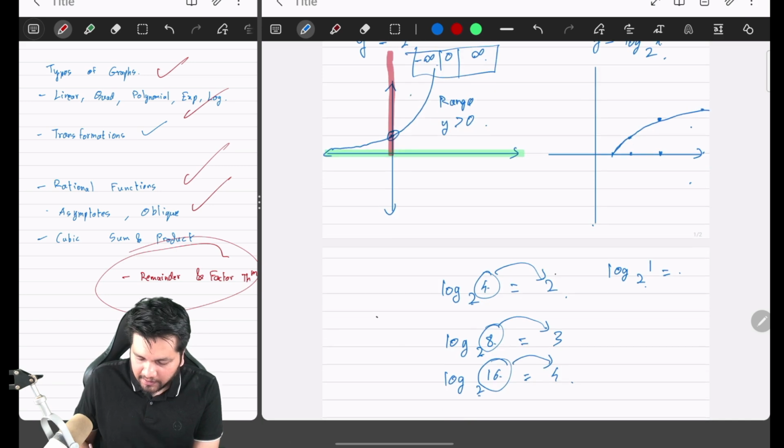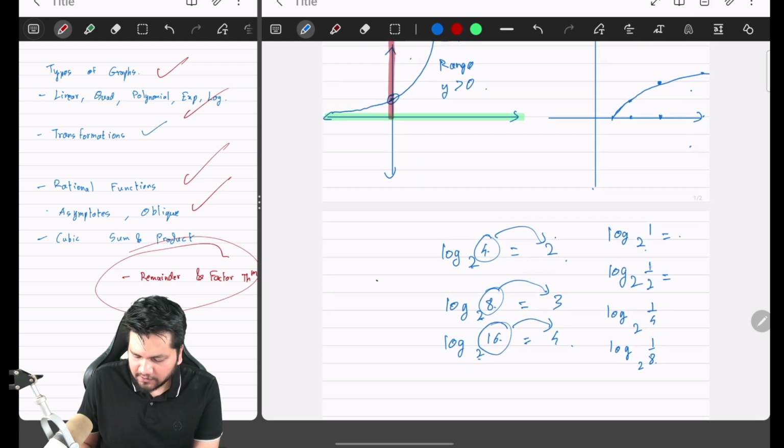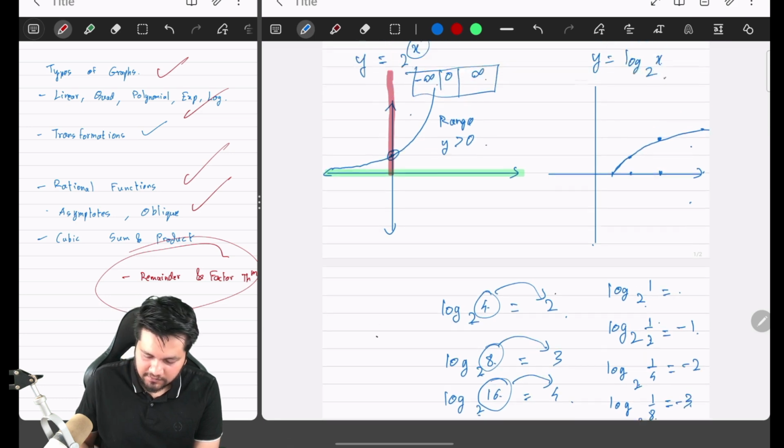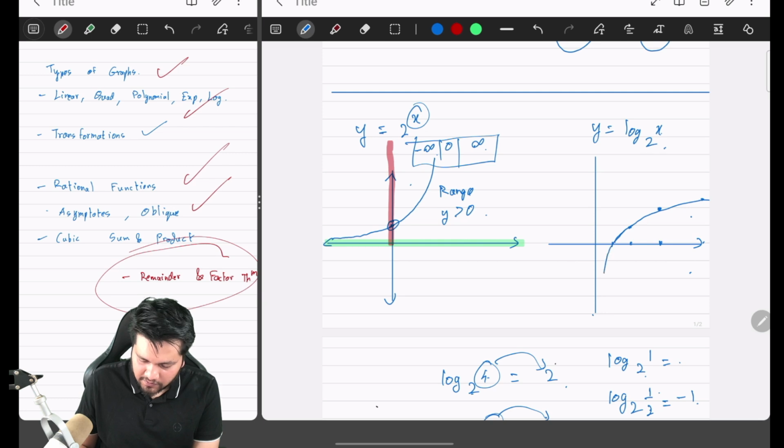But now, if I put small values like log of 1 by 2 to the base 2, log of 1 by 4 to the base 2, log of 1 by 8 to the base 2, and so on. Using log properties, what will we get? 2 to the power of what will give me 1 by 2? It's going to be 2 to the power of minus 1, so it's going to be minus 1. 2 to the power of what will give me 1 by 4? Minus 2, this is minus 3, and so on. So you see, this is what the graph looks like. So this is your log graph.